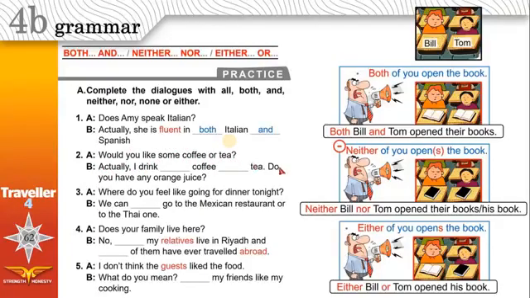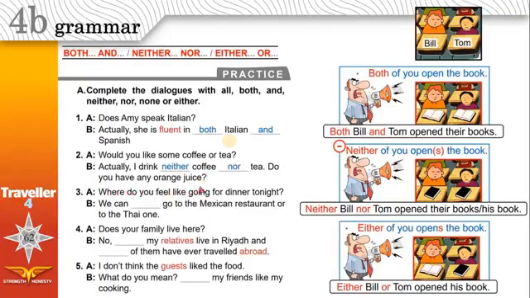Would you like some coffee or tea? Actually, do you have any orange juice? What does that mean? It means he doesn't want coffee and he doesn't want tea. We have two, coffee and tea. We use neither. I drink neither coffee nor tea. Do you have any orange juice?